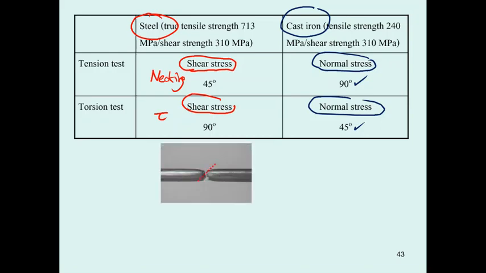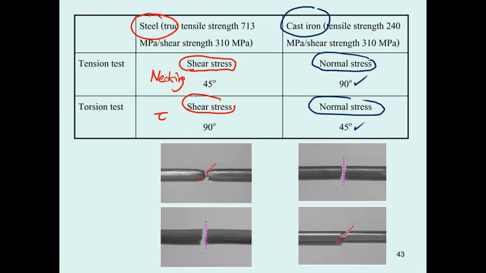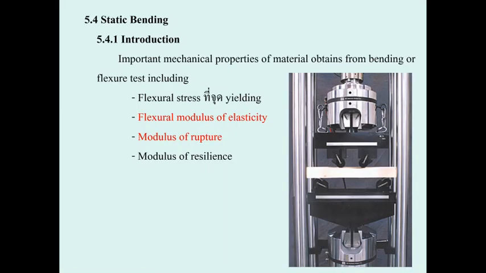If you put it into pictures, you are going to have these 4 pictures in comparison, and please separate them clearly. What is the cause of the failure of the steel? What is the cause of the failure of the cast iron? Okay, that is the end of the shear, and we are going to move to the next part.